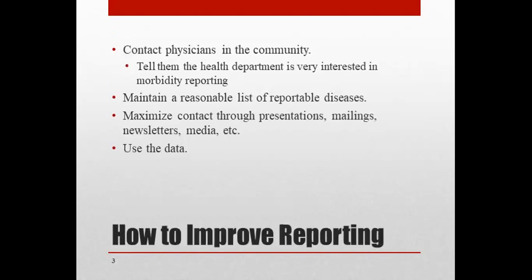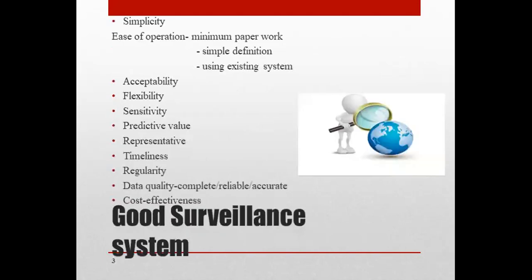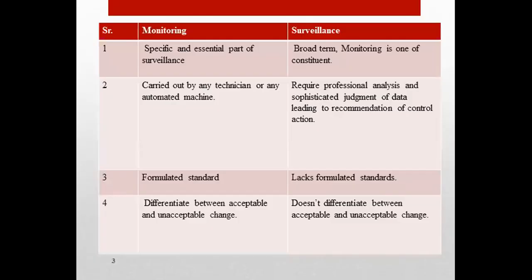Now, how do we improve reporting? We can contact physicians in the community, tell them about health departments that are interested in morbidity reporting, maintain a reasonable list of reportable diseases, and maximize contact through presentations, mailings, or newsletters. Use the data. Therefore, a good surveillance system should be simple. There should be ease of operation, minimum paperwork, and simple definitions using existing systems. It should be acceptable, flexible, and sensitive. There should be predictive value, representativeness, timeliness, regularity, data quality, and cost effectiveness.